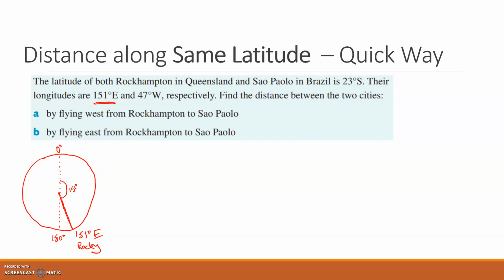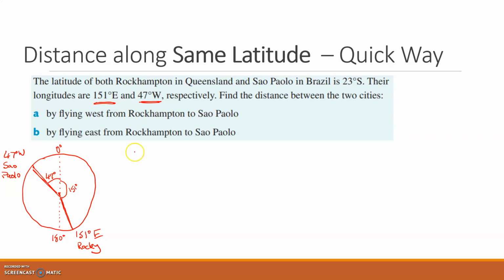Now Sao Paulo, I'll draw that in, and Sao Paulo has 47 degrees west as its longitude. So for west, I have to head anti-clockwise, to the left from 0 degrees. It gets me to about here, if I draw that in, 47 degrees. So that point there is 47 degrees west of the prime meridian, and that's Sao Paulo. Okay, so that's my diagram, and I'll use that diagram to find the angular distances in both directions.